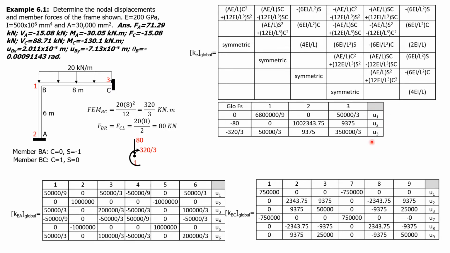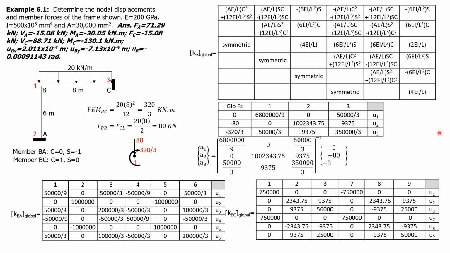So we can easily compute the global displacements U1, U2, U3 as the product of the inverse of this 3 by 3 matrix and this global forces matrix. So solving for the global displacements, we have the inverse of this 3 by 3 matrix times this global force matrix, which is a column matrix. And the result would be U1, U2, U3 equals 2.010506 times 10 to the negative 5 meter. This is the horizontal movement, so that's positive, so rightward.